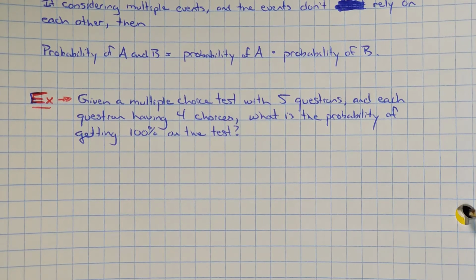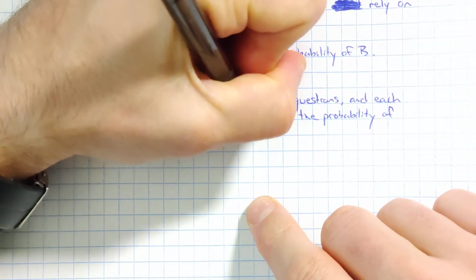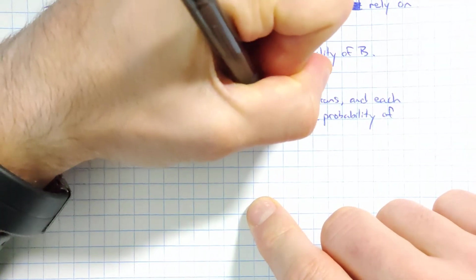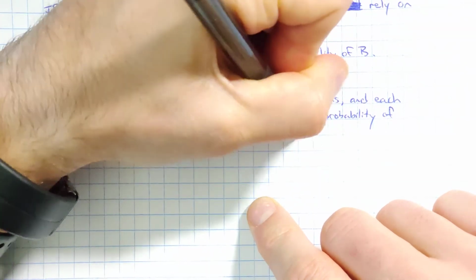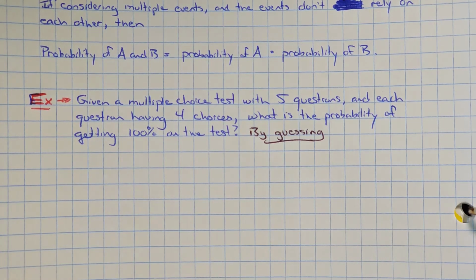If you have a 5-question multiple choice test, each question has 4 choices, A, B, C, and D. What's the probability of getting 100% on the test? And I should probably add, by guessing. Forgot to add that. So if we're just completely guessing on this test, so we have no clue what the actual answers are, we're just going to randomly pick A, B, C, or D in each of these 5 questions.